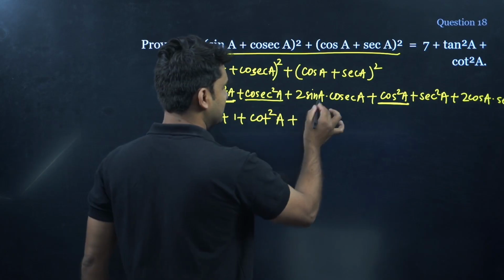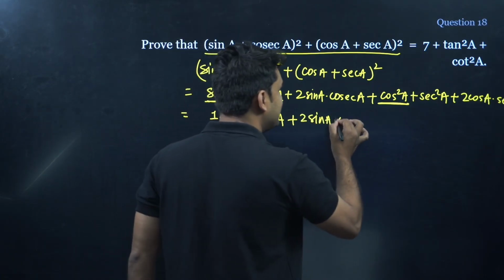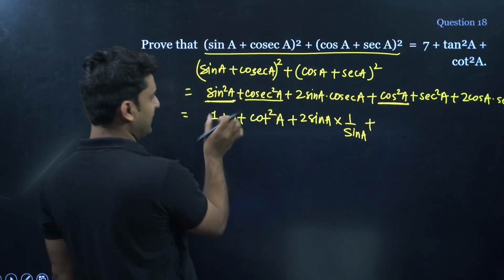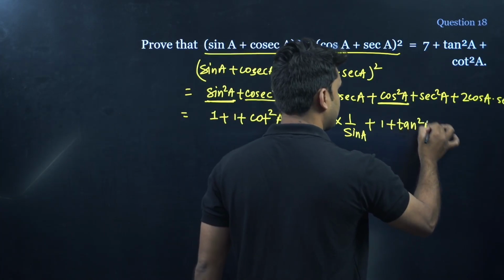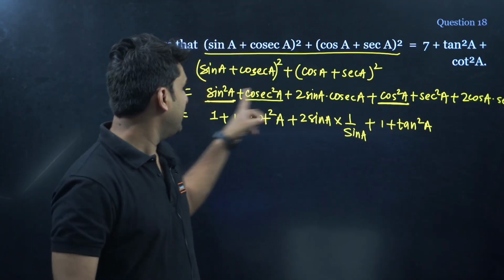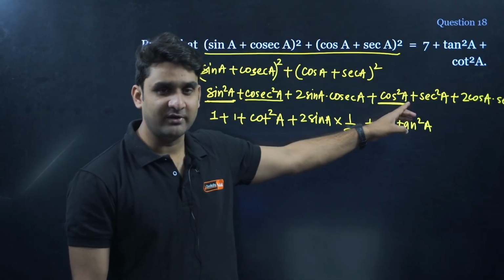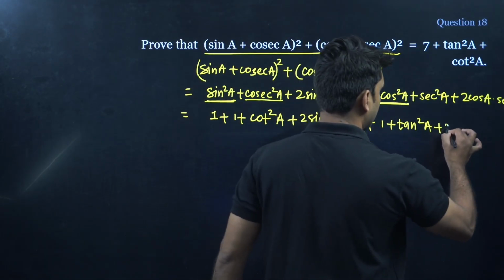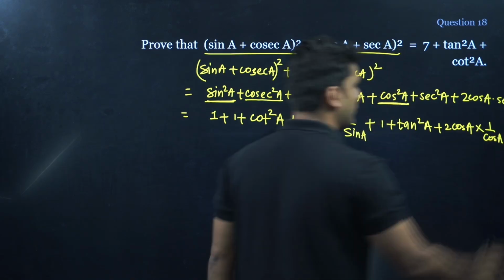Now look at this, 2 sin A cosec A, and cosec A is the reciprocal of sin A, so we can write 1 by sin A. Plus, it has already been written here as 1 by combining with sin square. Now sec square A can be written as 1 plus tan square A. This cos square A has already been combined with sin square A, which is why I have written 1 here, so don't get confused about where this cos square has gone. And here we have 2 cos A sec A, and sec can be written as 1 by cos A.